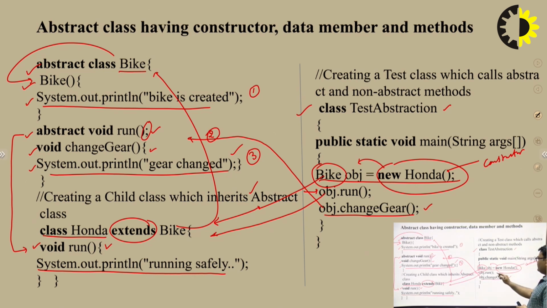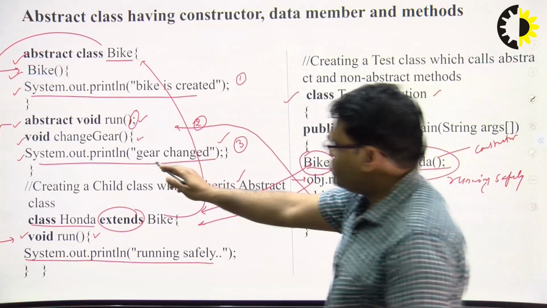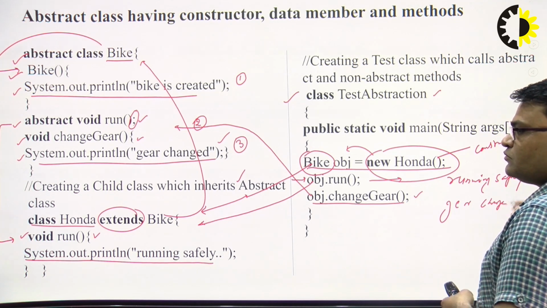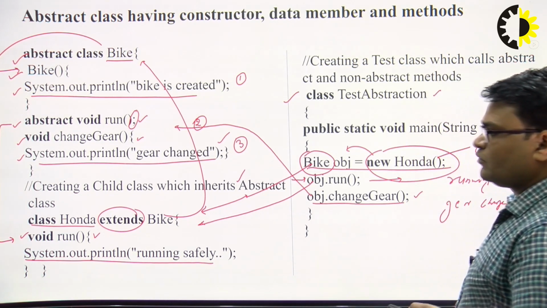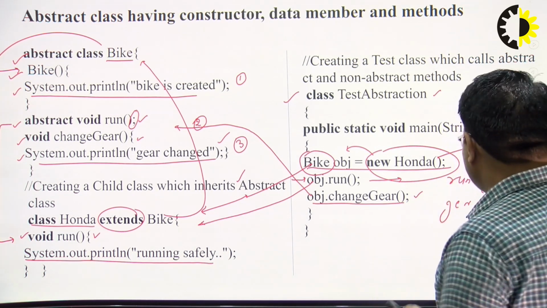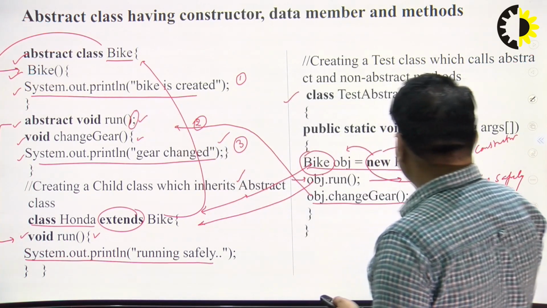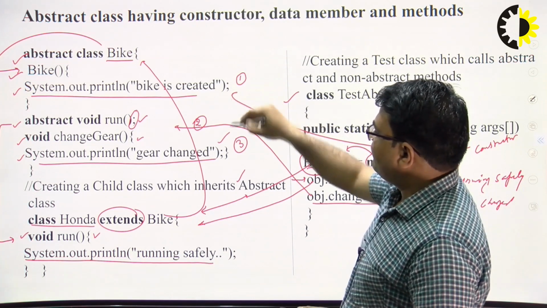Here the two messages are there. First one is running safely, and second message is obj dot change gear. Change gear provides the implementation of gear changed. Gear changed. And one more message is also printed, as the constructor is called automatically. This is the default constructor, calling the default constructor values.